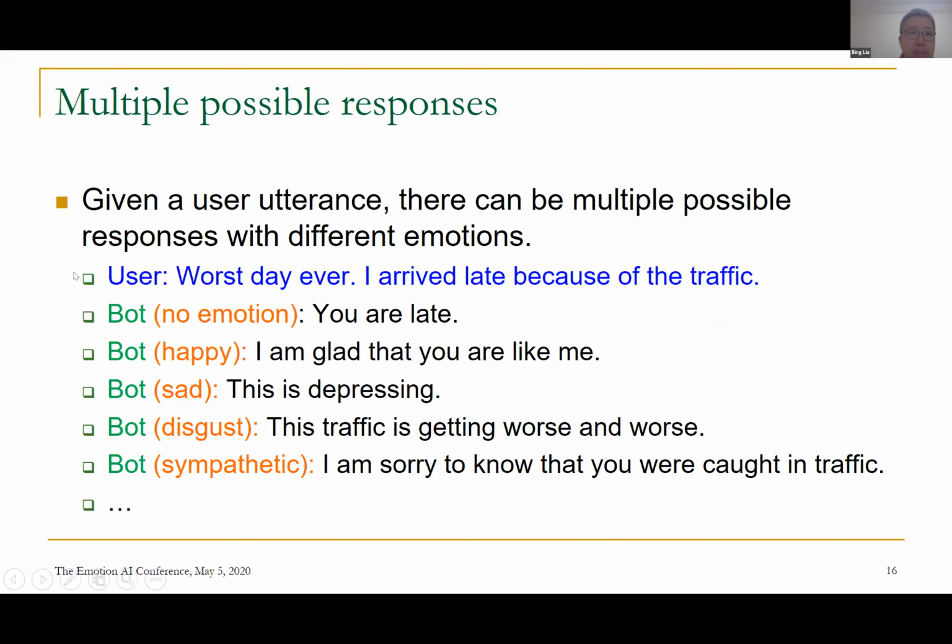So for example, here the user says, the worst day ever, arrived late because of the traffic. Let's just say, for example, there's no emotion. The bot says, you are late, right? And when the bot feels happy, one could say, oh, this is depressing. Another one, disgust: this traffic is getting worse and worse. And sympathetic: I'm sorry to know that you are caught in traffic.